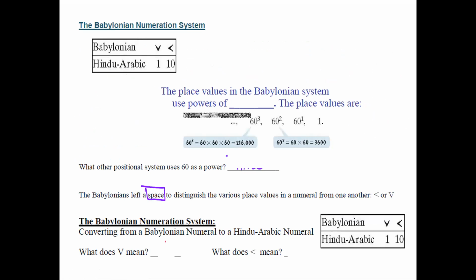All right, the Babylonian numeration system. The place value in the Babylonian system uses the power of 60, and the place values are as follows.